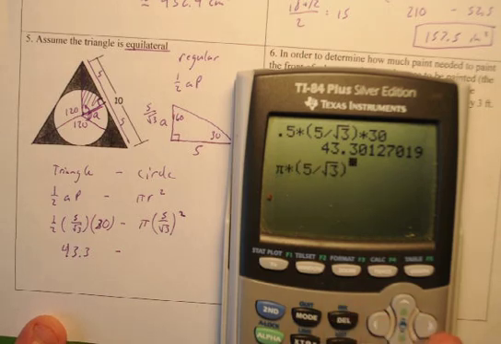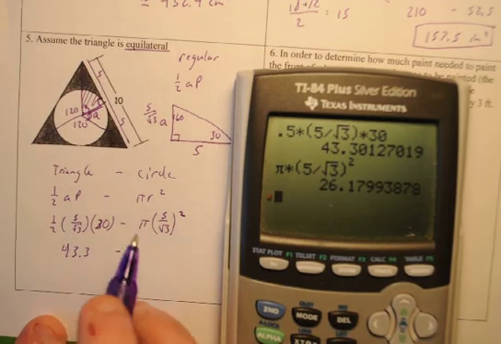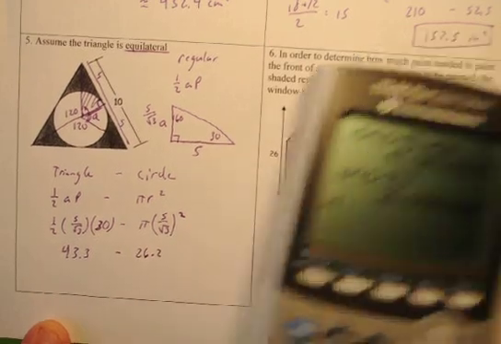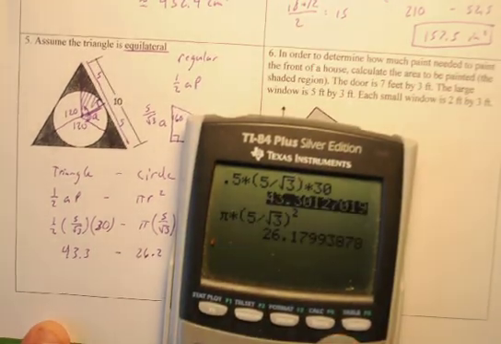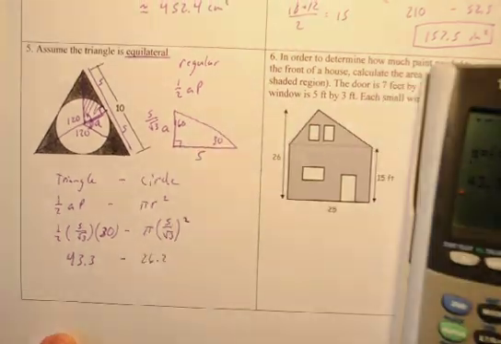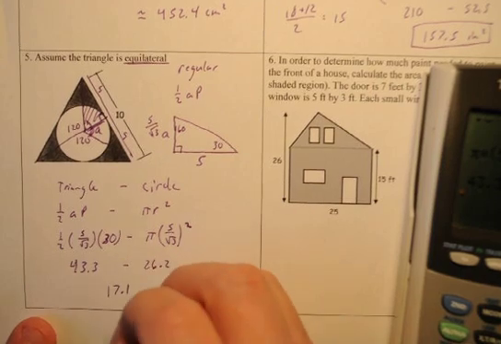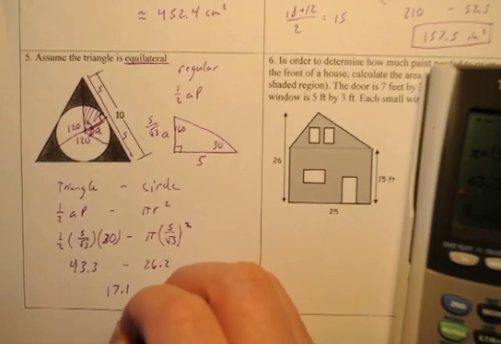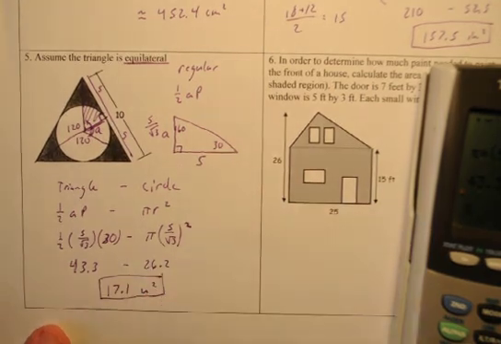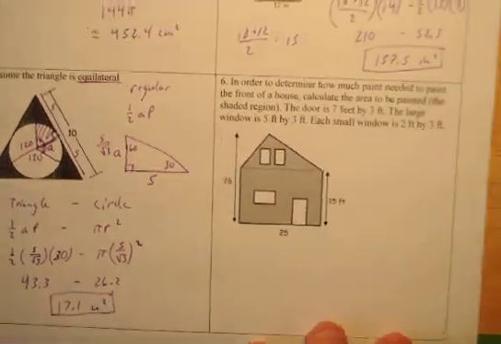Okay, I just made that complicated, didn't I? Squared. There. 26.2. And now when I do that minus that, I get about 17.1. And it is no units, so we'll just do units squared. And we got a little bit more complicated.